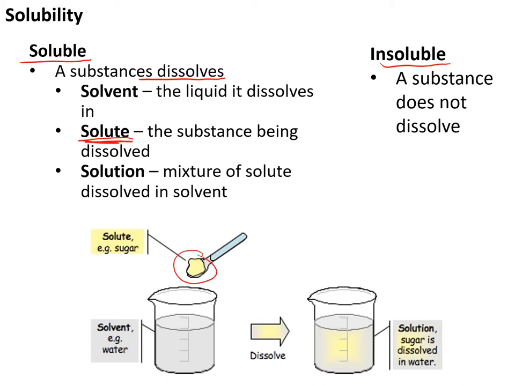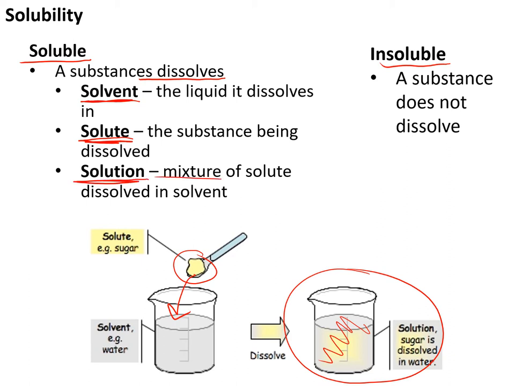The solute is the thing that's going to be dissolved, and that's going to go into the water here. The water is a solvent, that is the liquid that something dissolves in. And you can see here, the yellow sugar has been spread evenly throughout the whole of our solution. So the whole of our liquid, and we call that a solution. So a solution is a mixture of a solute dissolved in a solvent.